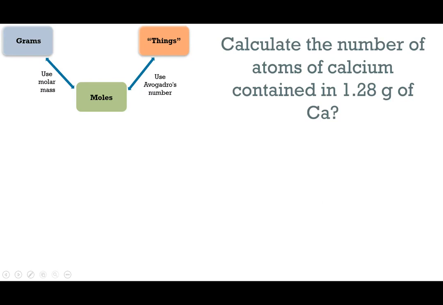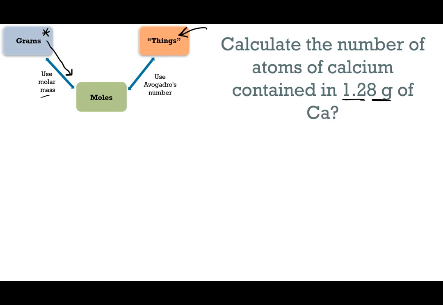So calculate the number of atoms of calcium contained in 1.28 grams of calcium. So 1.28 grams, I'm up here in the blue box. And I eventually want to get here to the orange box, but I can't just go directly over to the orange box. I have to make a detour. So my first step is going to be grams to moles. And to do that, I'm going to use molar mass.